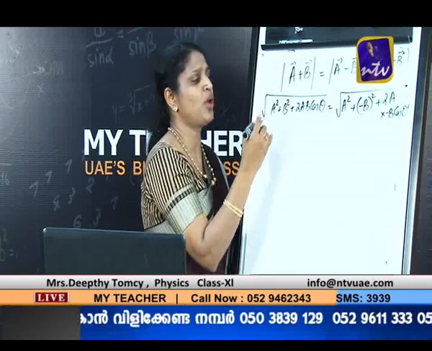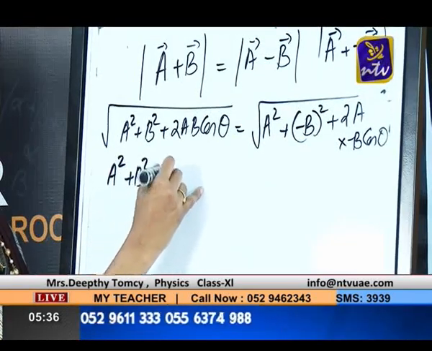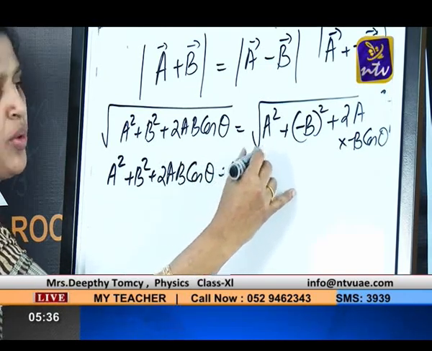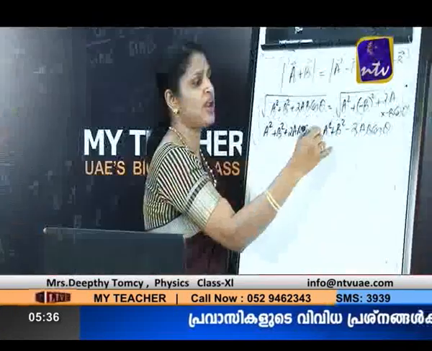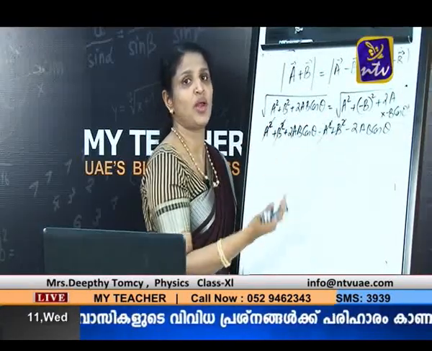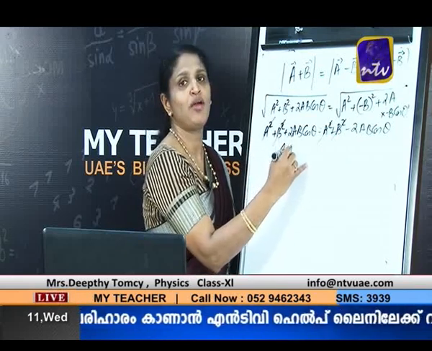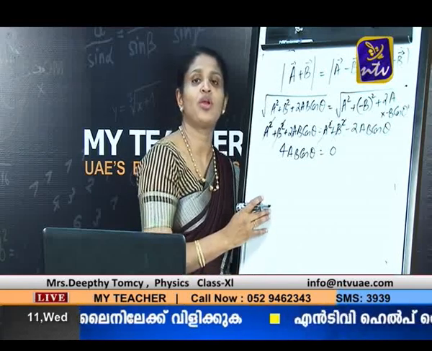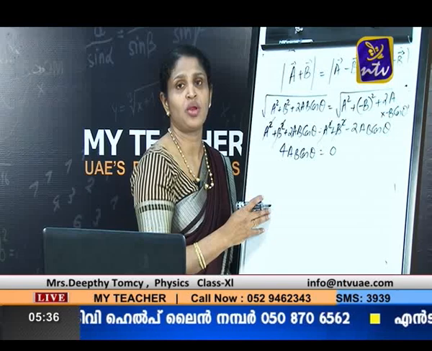Now when you square both sides of the equation, you have a square plus b square plus 2ab cos theta is equal to a square plus b square minus 2ab cos theta. A square and a square cancel, b square and b square cancel on either side of the equation. Take this 2ab to the left side, you have 4ab cos theta is equal to 0. You know that 4 cannot be equated to 0, a and b also cannot be equal to 0.